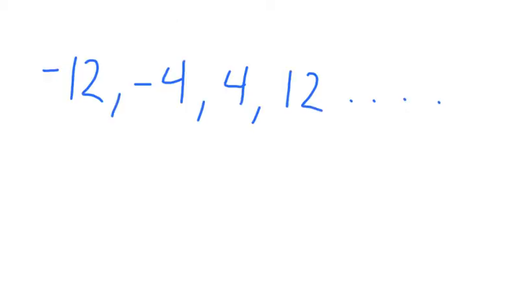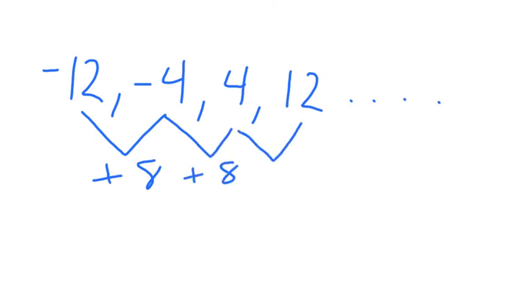Sometimes you might be asked to find the next 3 terms in a sequence, or a missing term if one was left out in the middle. You should be able to figure out the other terms in the sequence by finding the common difference. So, let's find the common difference first. What's happening from here to here? Well, negative 12 plus 8 is negative 4. And negative 4 plus 8 is 4. And 4 plus 8 is 12. So, the common difference is plus 8.